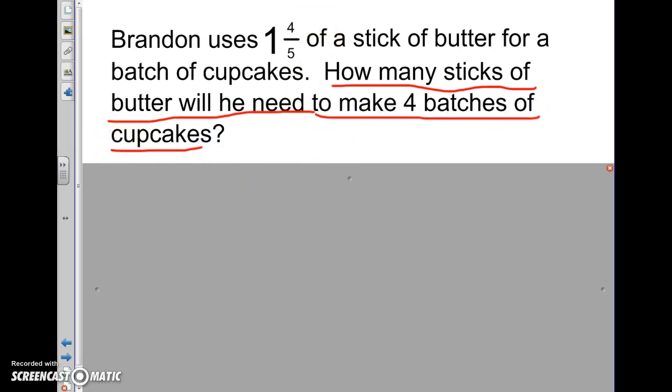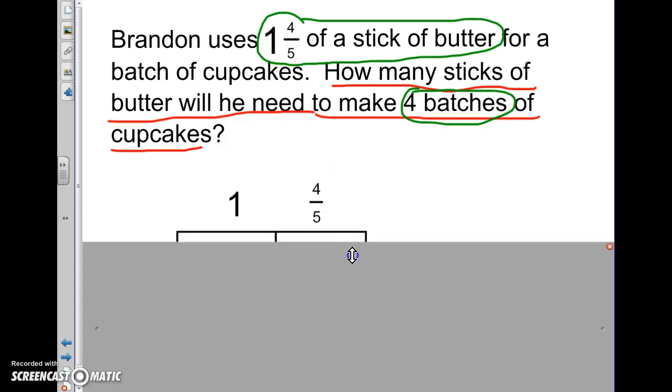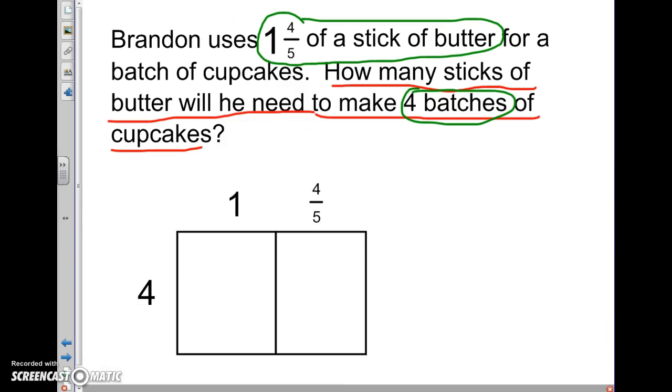Okay. And then since we know what the question is, we want to know how many sticks, we look at what's important information here. Well, we know that it takes 1 4/5 of a stick of butter for 1 batch of cupcakes, and we know that we want to figure out how much butter there is for 4 batches. So that's important numbers there. So, we're going to use the array model here to find out what 4 groups of 1 4/5 are.